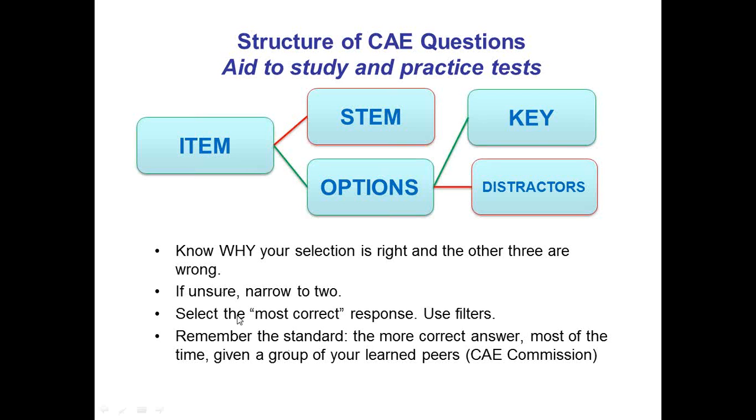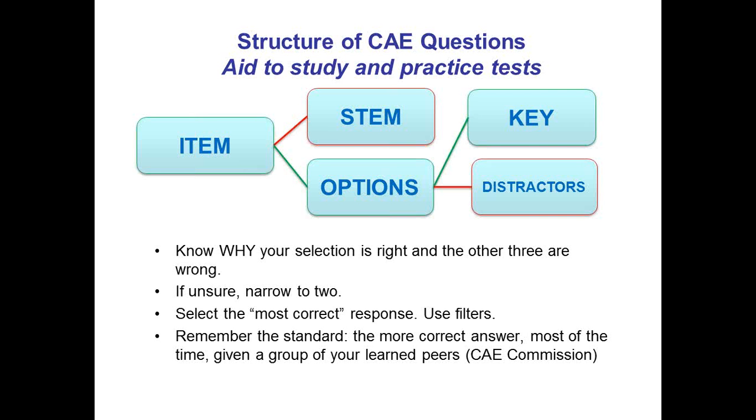When you've got two, you want to select the most correct response, and you can use your LERP, your SPIE, your big picture kind of stuff, system versus analytic, whatever works for you. But remember that when it comes down to those two, the more correct answer was the one that was given most. It's the most correct most of the time, based on what a group of learned peers would say. So hold that in the back of your mind.